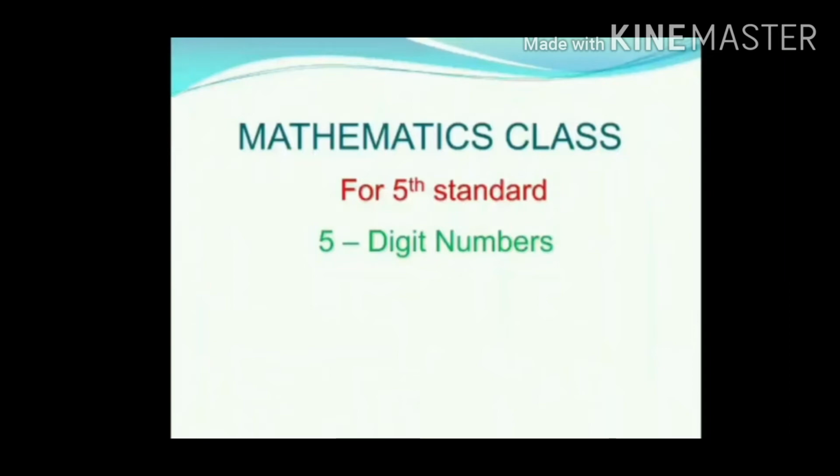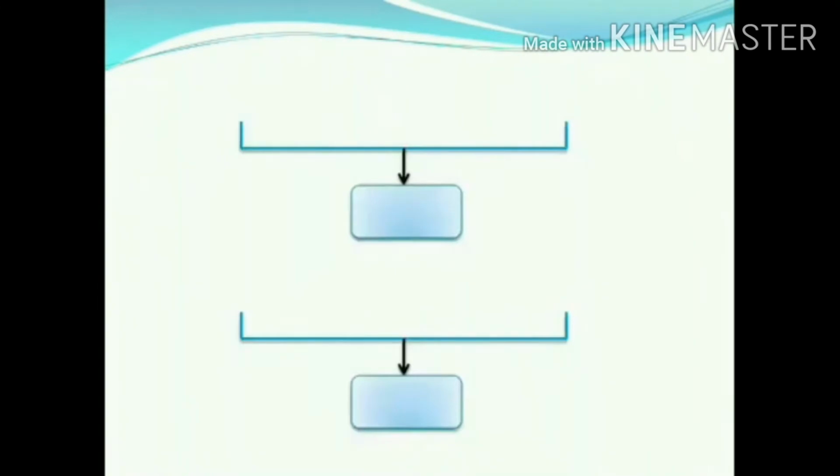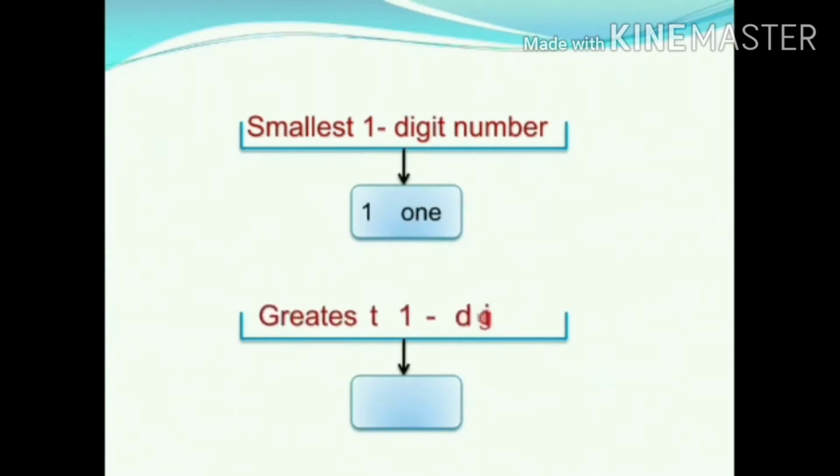Today we will learn 5-digit numbers. What is a number? A number is a combination of digits. Which is the smallest single digit number? Yes, it is 1. The smallest one-digit number is 1. So the greatest one-digit number will be 9.